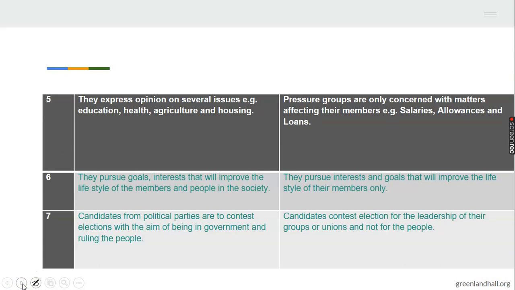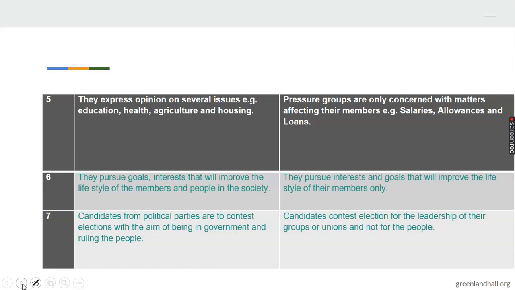Another one, political parties express opinion on several issues, like education, health, agriculture, and housing, whereas pressure groups are only concerned with matters affecting their members, such as salaries, allowances, and loans. That's their major concern. So what happens in other spheres of the economy doesn't matter to them.